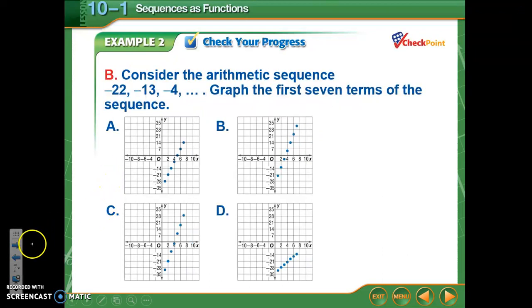Now try graphing. Which graph matches that? Okay, you should have chosen B. Again, my x values will be 1, 2, 3, 4, 5, 6, 7. And then I have to graph those with the y values of each term. So my first ordered pair should have been 1, -22, then 2, -13, 3, -4, and so on.